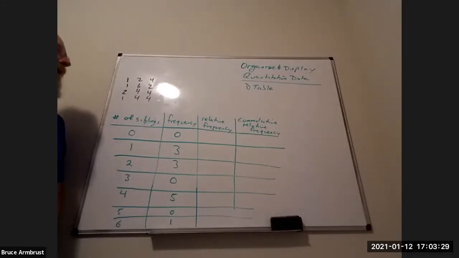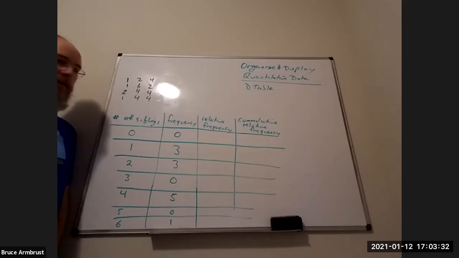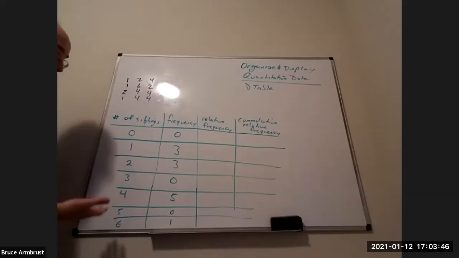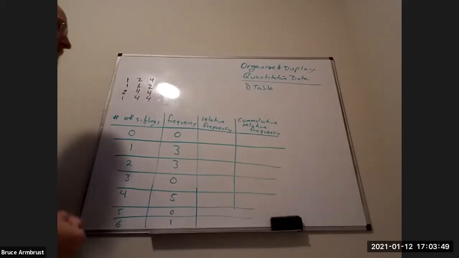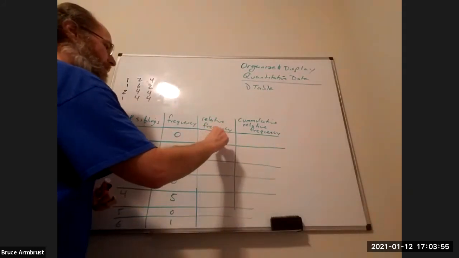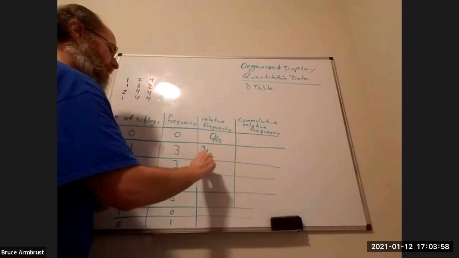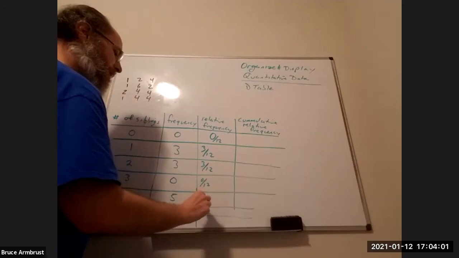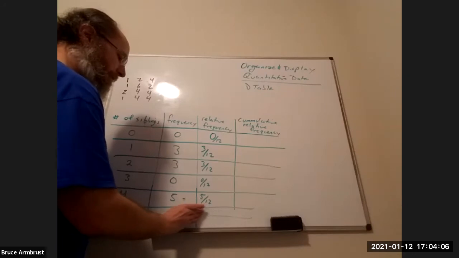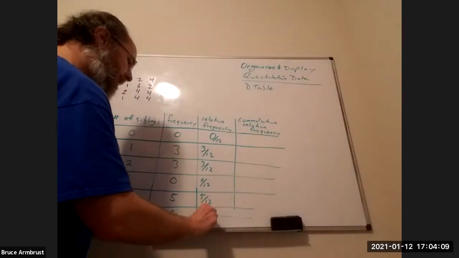So what are we going to divide by to get relative frequency? What number do I need to divide all these by? Good. Yeah, it's 12, because there were 12 responses, so we're going to divide by 12. So this one's going to be 0 divided by 12, 3 divided by 12, 3 divided by 12, 0 divided by 12, 5 divided by 12, 0 divided by 12, and 1 divided by 12. So this is what they look like as fractions.